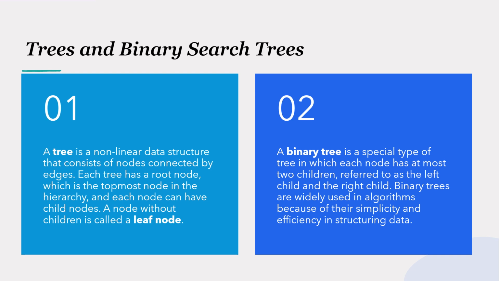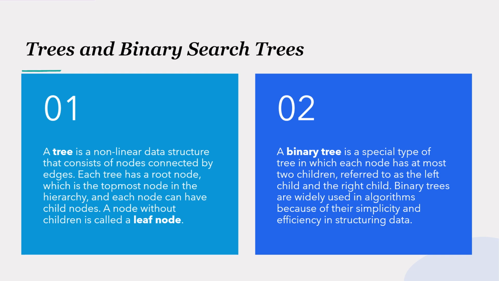Binary trees. A binary tree is a special type of tree in which each node has at most 2 children, referred to as the left child and the right child. Binary trees are widely used in algorithms because of their simplicity and efficiency in structuring data. Each node in this binary tree has at most 2 children. This type of structure is the foundation for more advanced trees, like the binary search tree.